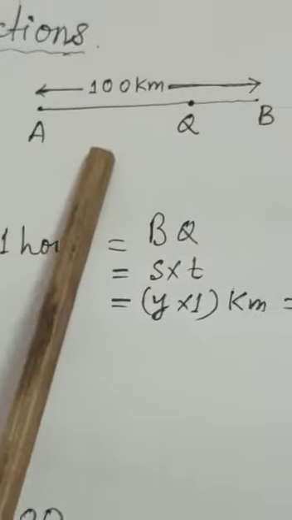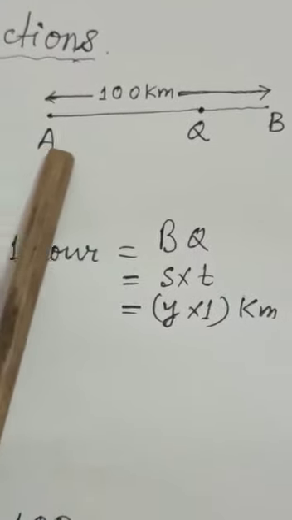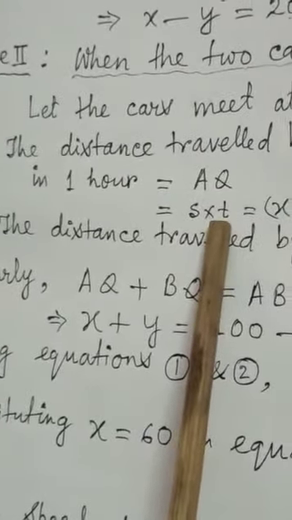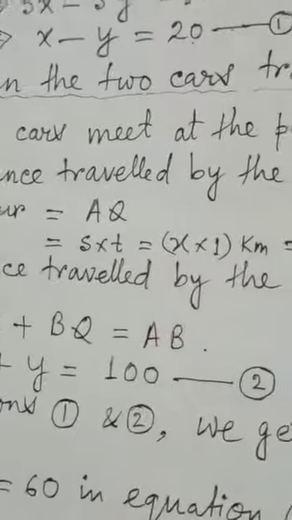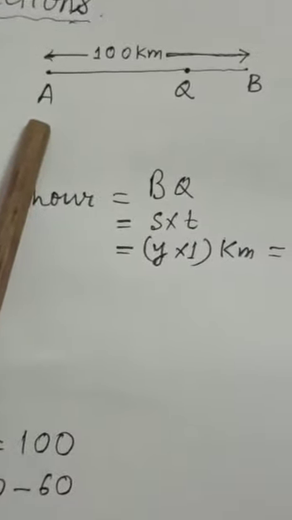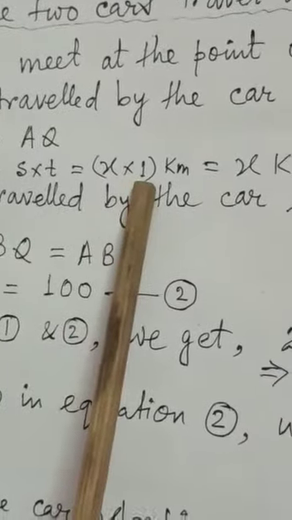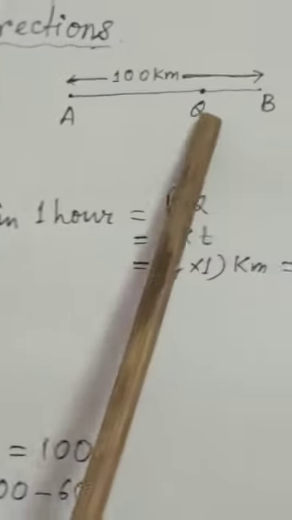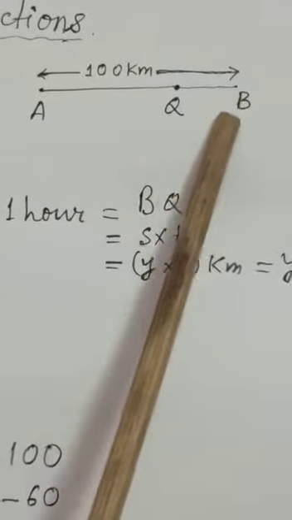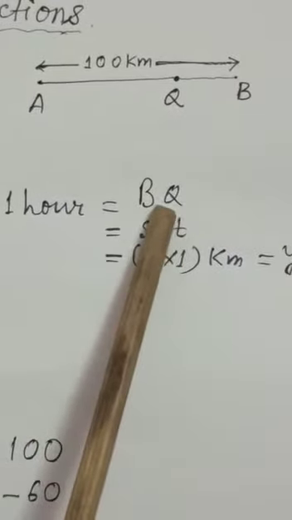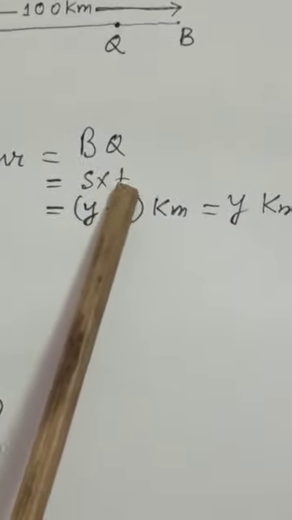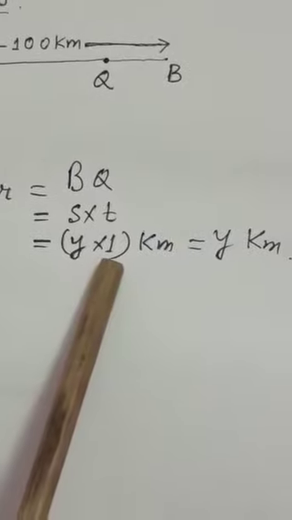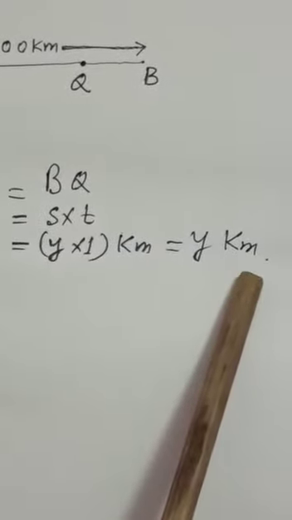Therefore, the distance traveled by the car starting from A in 1 hour will be equal to AQ, and AQ is the distance, that is distance formula is speed into time, and speed of the car starting from A, that is x km per hour. So x into time is 1, so x into 1 km, that is x km. Similarly, the distance traveled by the car starting from B in 1 hour will be BQ, and BQ is the distance, speed into time, and speed of the car starting from B is y km per hour. So y into time is 1, so y into 1 km, that is y km.